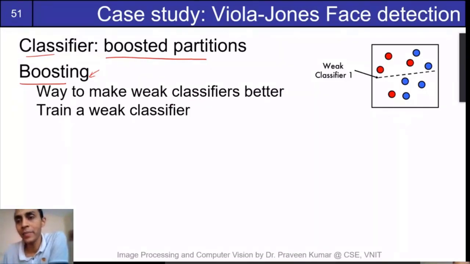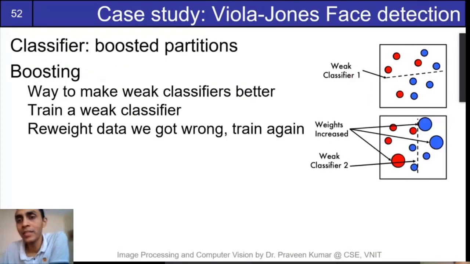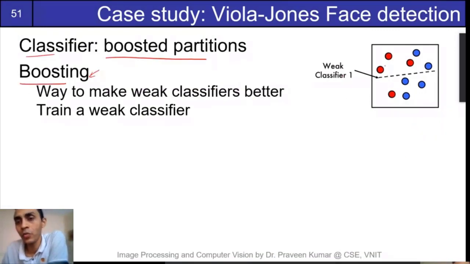So the idea is, given a set of data points, you learn a partition, which is just a weak classifier. You use some simple feature, one of the n number of features, or one of the n number of filters that you are using. You use one of the parameters to partition your space into two classes. So in this case, for example, face class or non-face class.